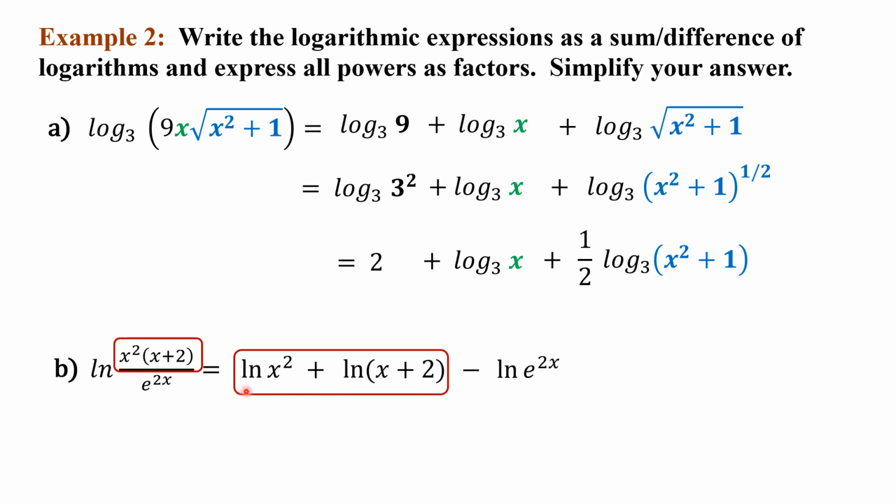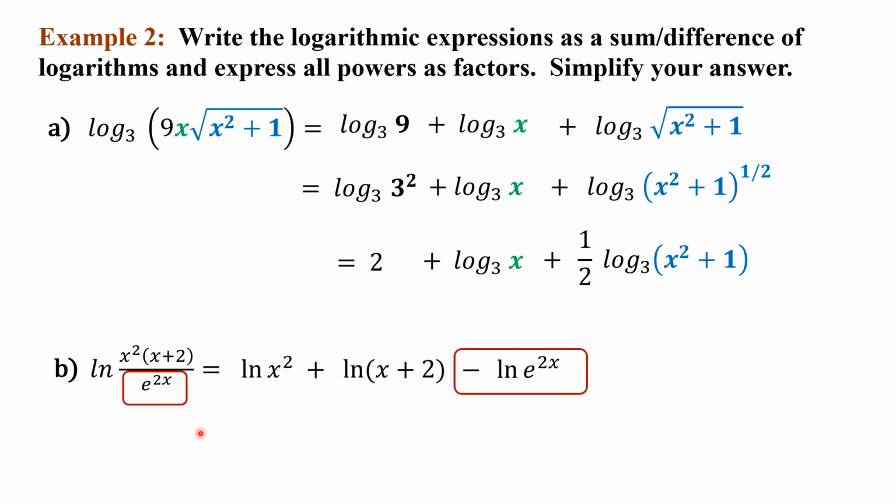So it's positive ln of x squared, then plus ln of x plus 2, because these two expressions are in the numerator. And then the expressions in the denominator will have a minus ln of e to the power 2x. So that's how you will write this in just one step. And then let's simplify one by one.